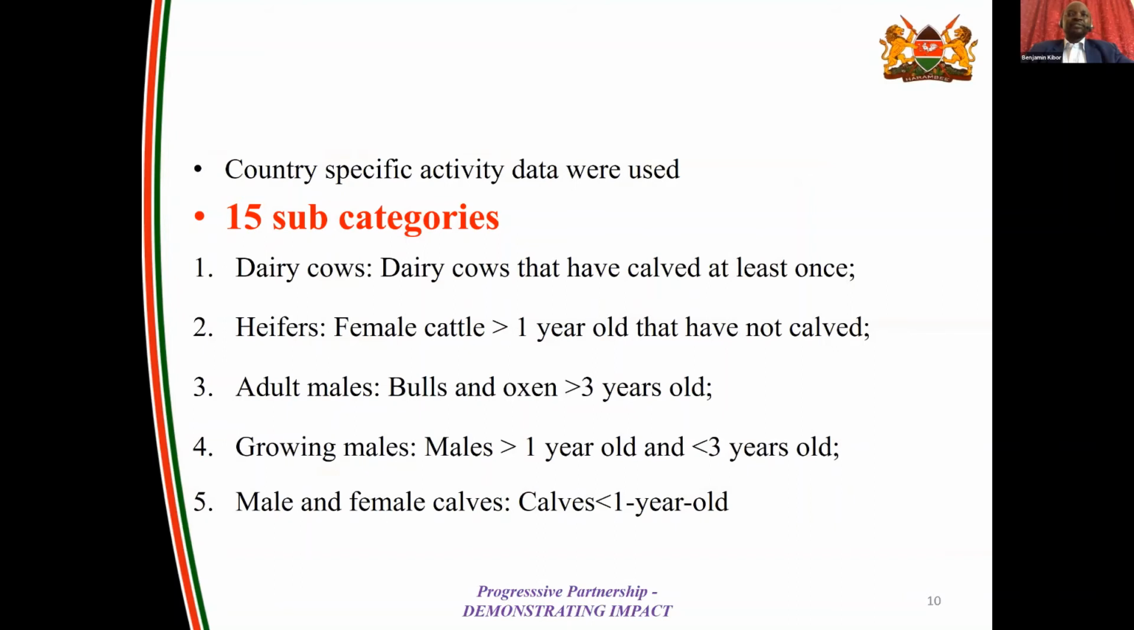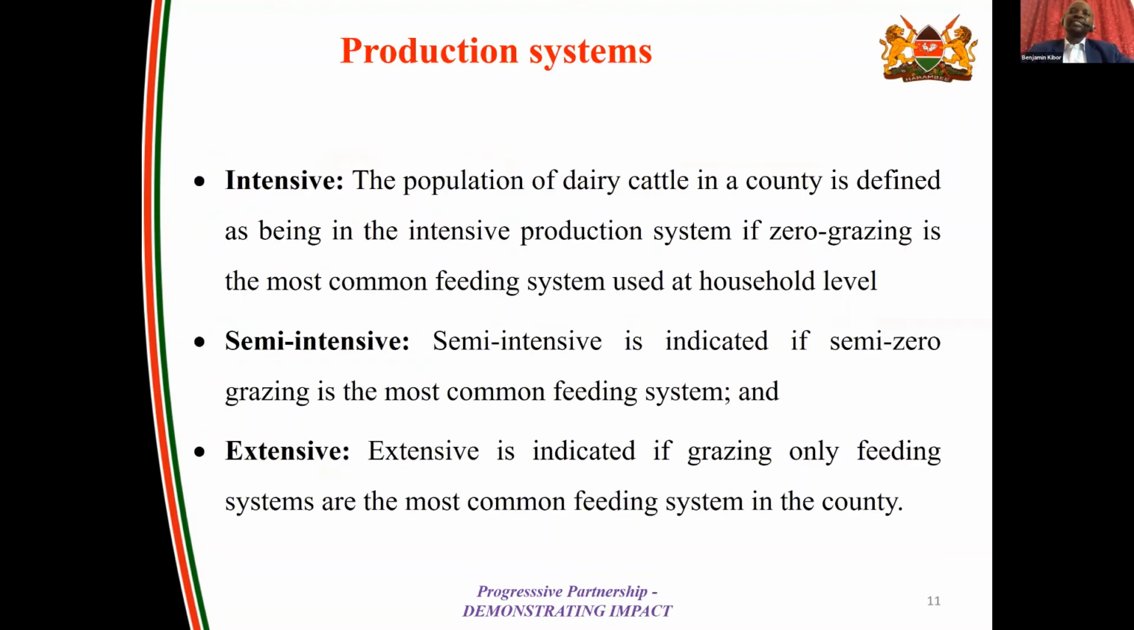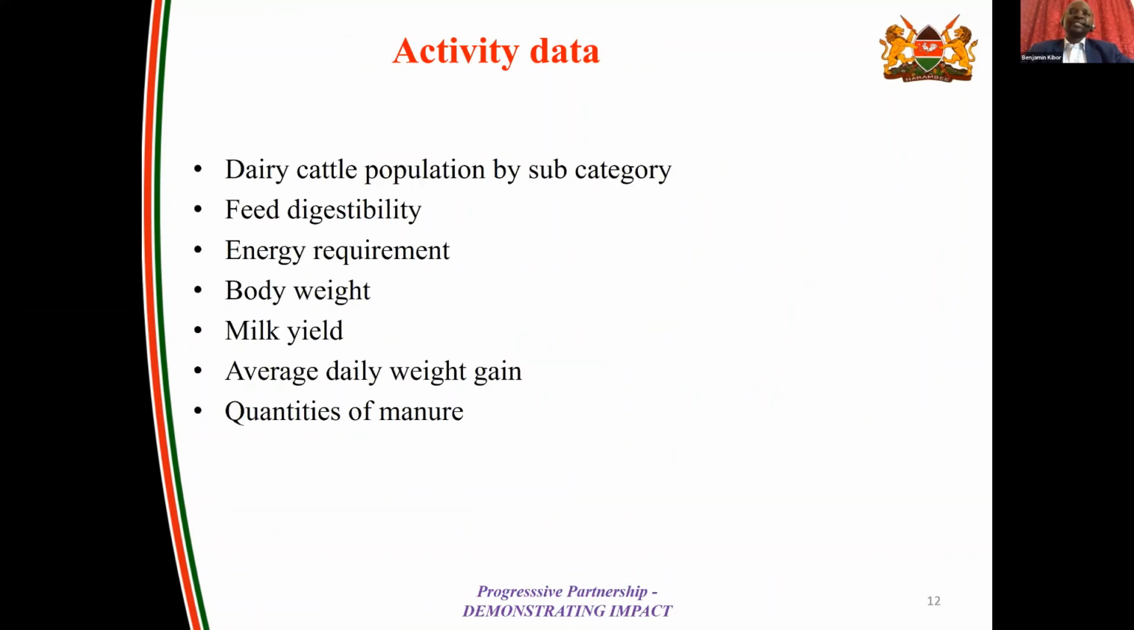So we use country-specific activity data at the 15 categories, subcategories, 5 from the livestock subcategories. We had dairy cows, we had heifers, we had adult males, growing males, male and female calves, as per those 8 categories. So those are the animal categories. That's the dairy that were used, and the 3 production systems. As I mentioned, we had intensive, semi-intensive, and extensive. And the activity data were dairy cattle population by subcategory.